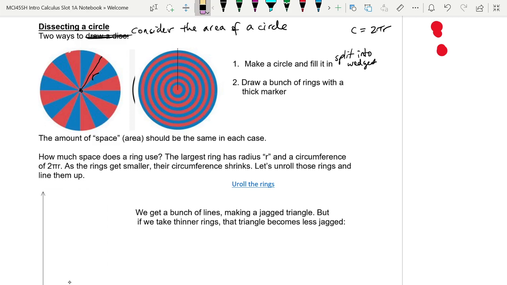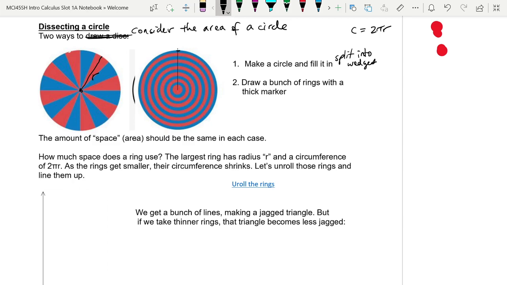So how much space does a ring use? The very largest possible ring that goes around the outside of this circle, of course, is the circumference of the circle. And pretend I could trace the circumference nice and cleanly like that. And the largest ring, at the edge here, is also going to have a radius of r.